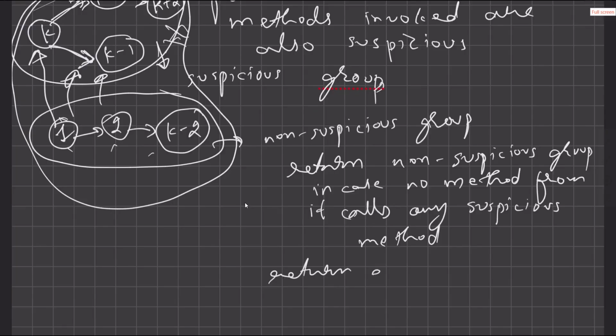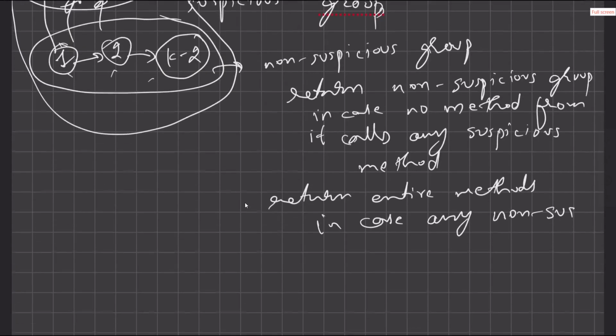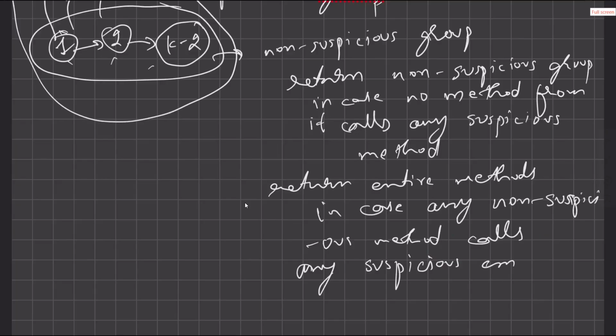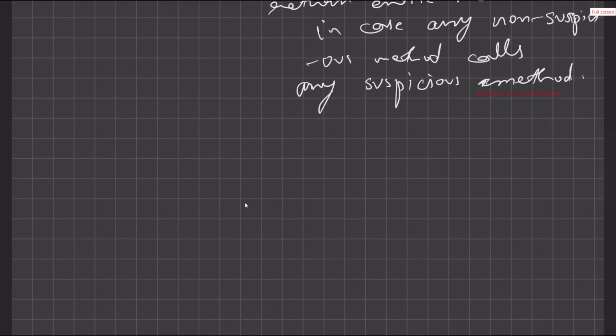Return the entire methods in case any non-suspicious method calls any suspicious method. Okay, so let's take one example and it will be very clear.